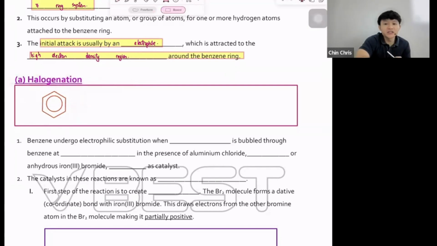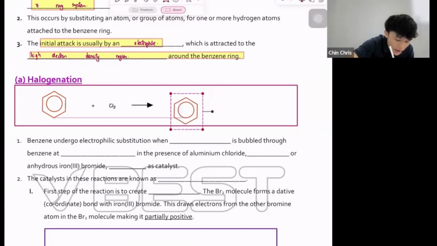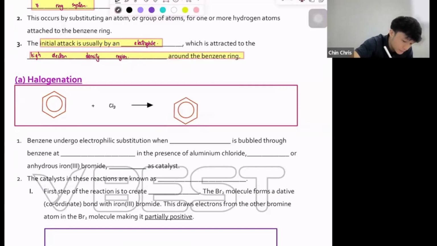Alright guys, if you have a benzene, add Cl2. What does it turn into? It turns into a halobenzene, yeah.